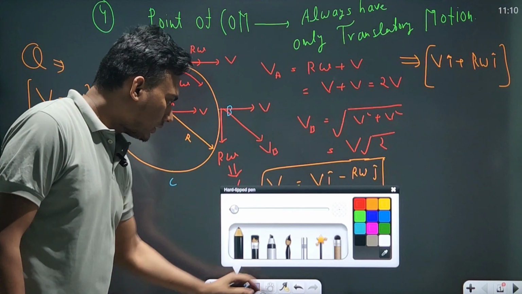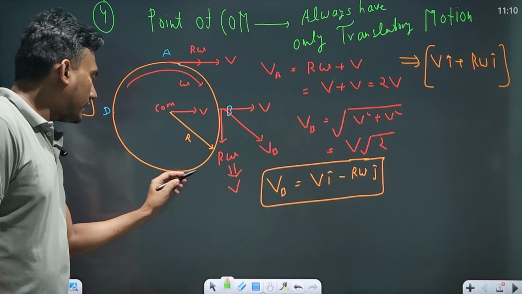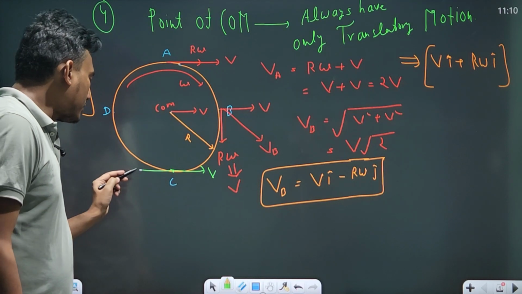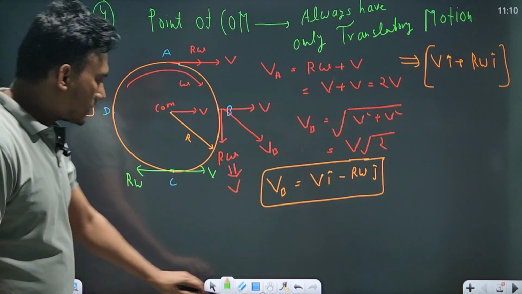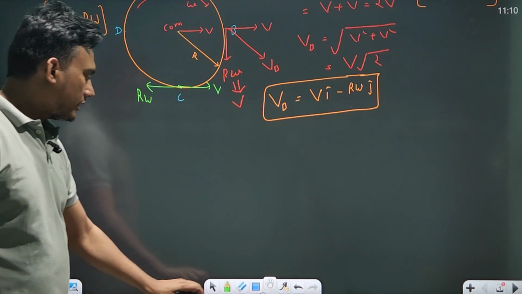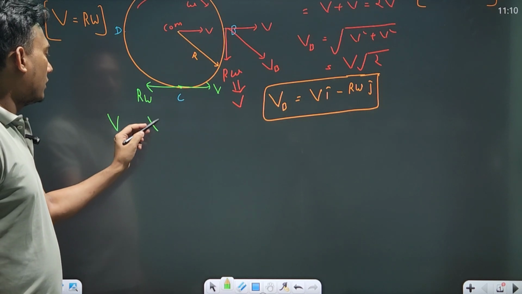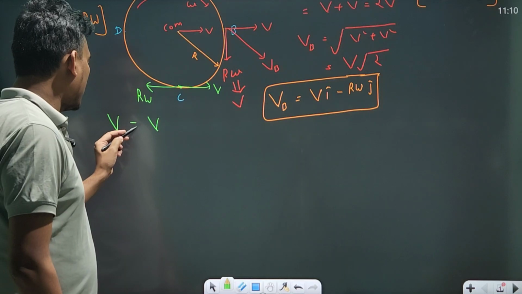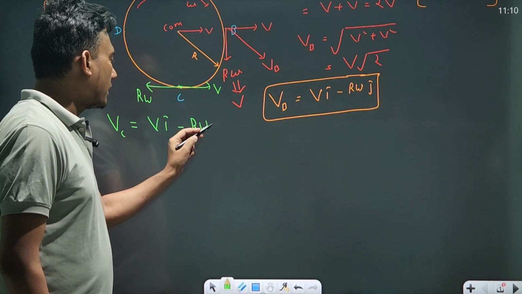So if I draw the diagram, the FBD at point C, we can see here speed v is applicable, and the tangent is drawn here, r omega. So what is the net speed at point C? We can write here at point C in vector form, Vc equal to v i cap minus r omega i cap.